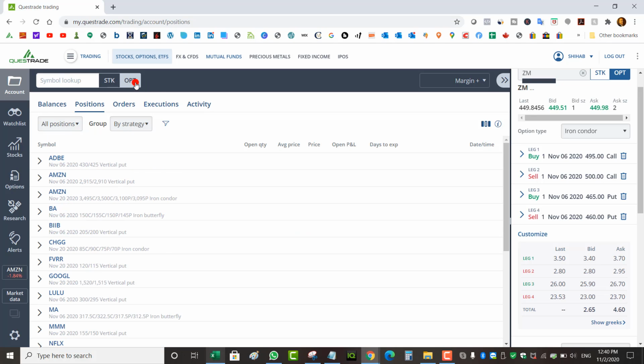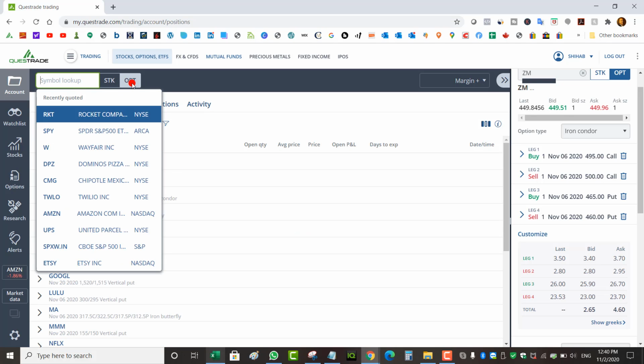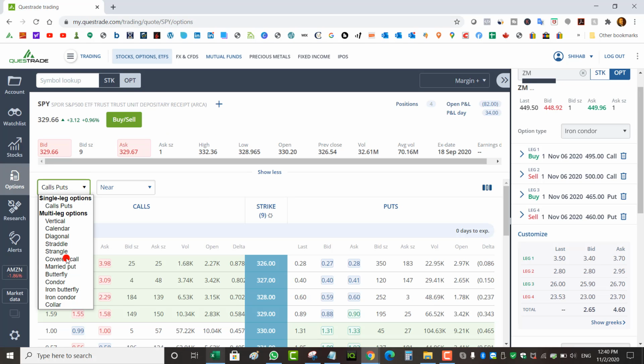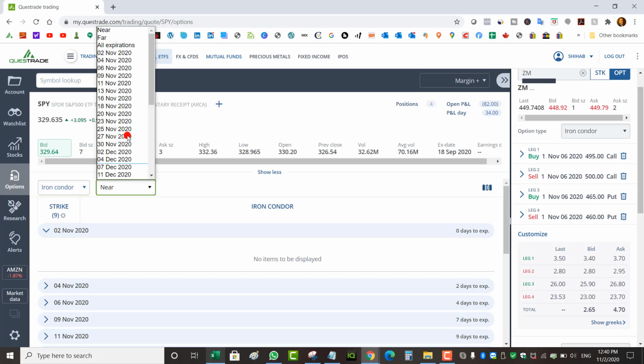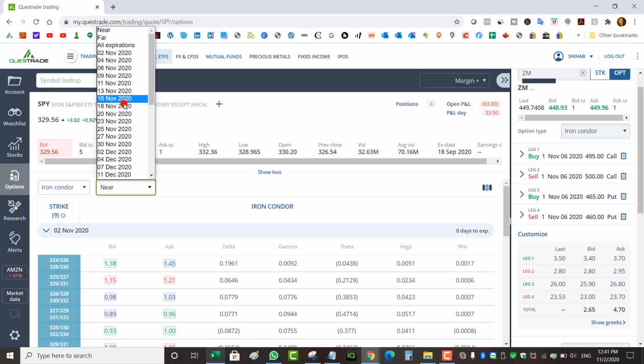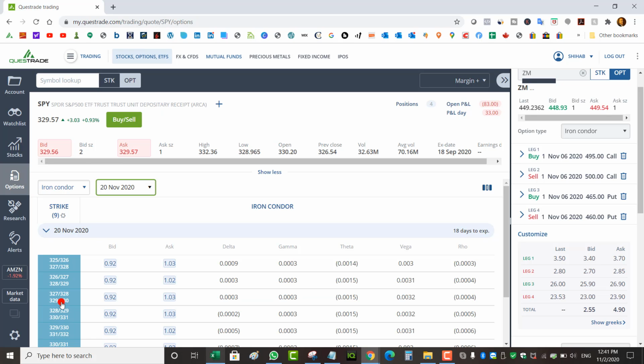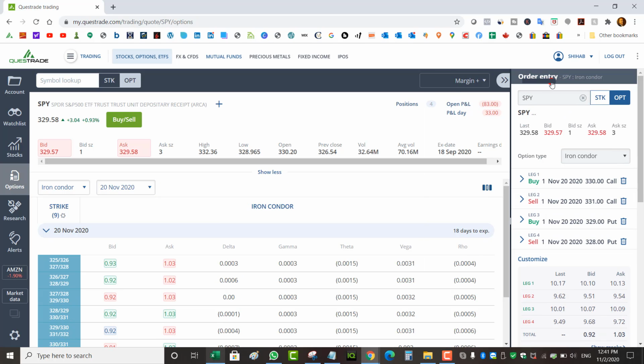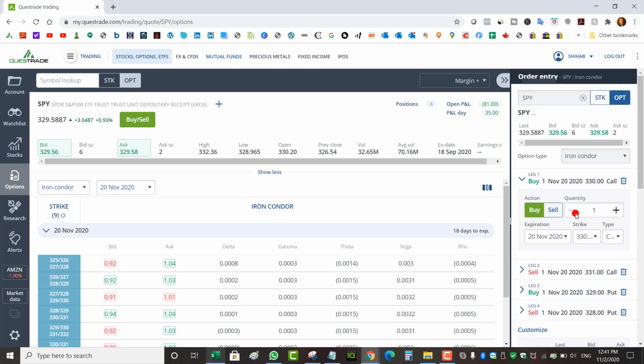Yeah, so this is how you trade an iron condor with Questrade. Look up the stock that you want under option, click on iron condor, pick the expiry, and then you could pick the strikes that you want afterwards. You don't have to find these strikes over here. Just click anywhere, click buy sell, which updates the order entry window, and then you could change the strikes you want and decide if you want to sell first or buy first.